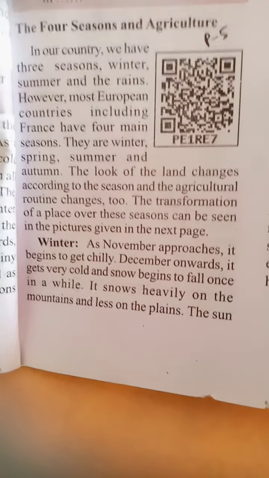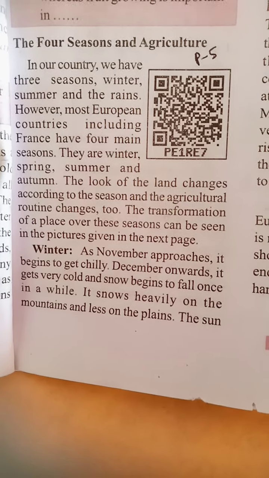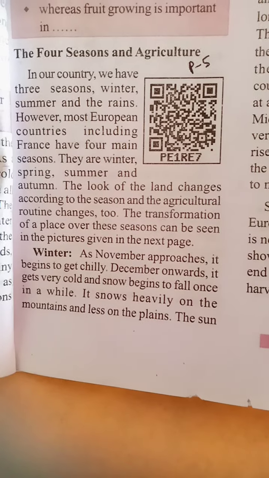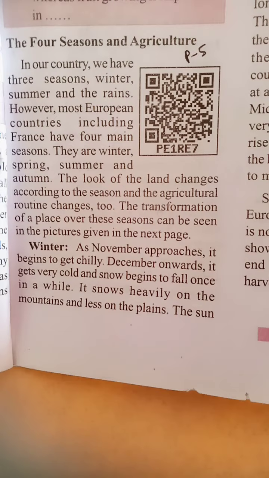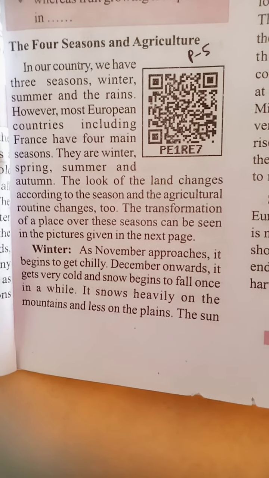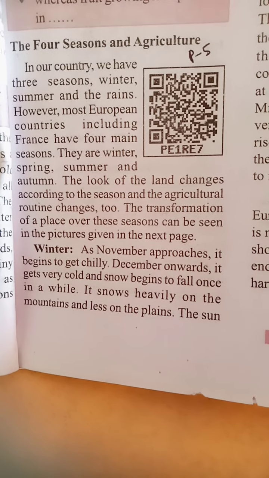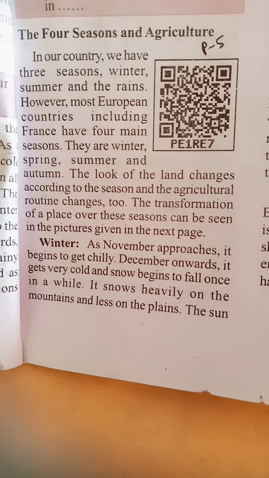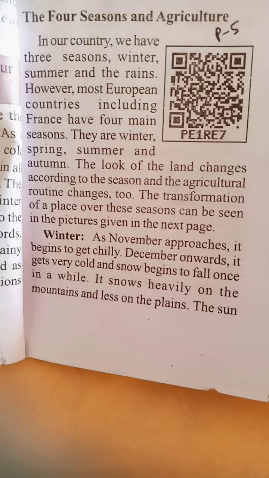Learn about the seasons in Europe. There are 4 seasons. Especially if you observe in our country, there are only 3 seasons: winter, summer and rainy season. But whereas in European countries, there are 4 seasons: winter, spring, summer and autumn.